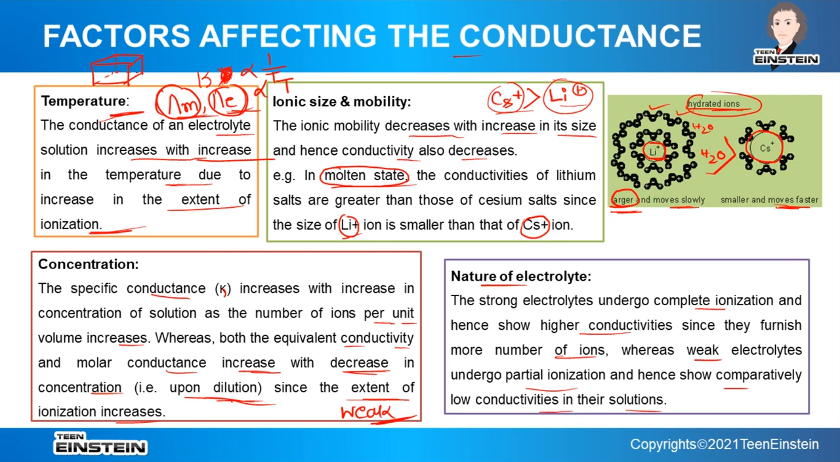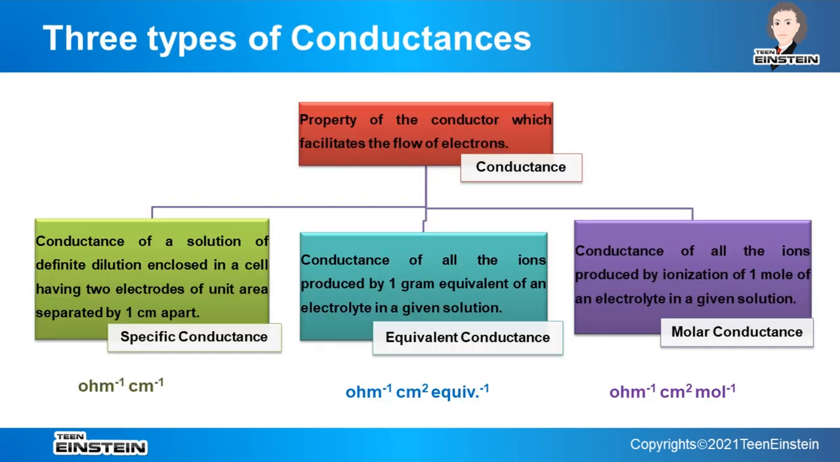Under that condition, if we compare the nature of electrolyte, obviously from a strong electrolyte, as the number of ions is very high, the electricity that we will get from it will also be very high. So these are the 4 factors on which conductance is dependent. Now we will compare all these 3 types of conductance, and here we also have the unit.